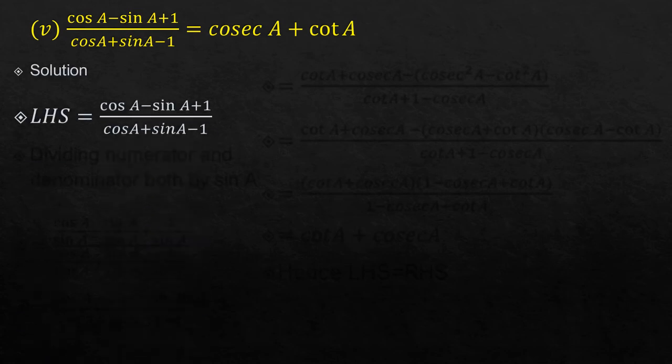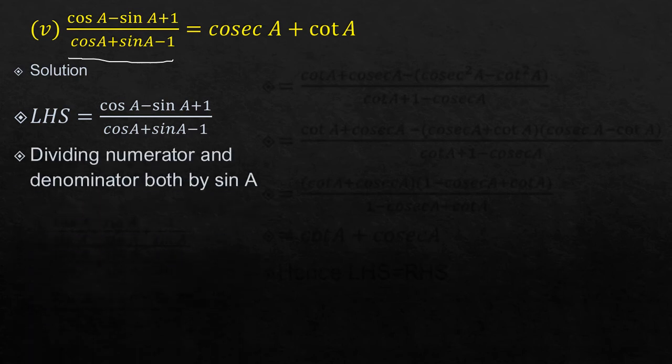Your left hand side is cos A minus sin A plus 1 upon cos A plus sin A minus 1. Here we will do one different step, and that step is dividing numerator and denominator both by sin A. You have to divide these three terms of numerator and these three terms of denominator both by sin A.